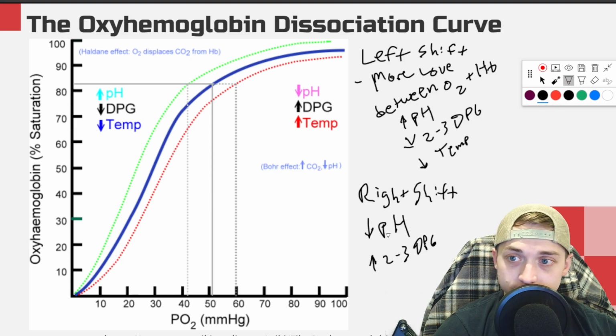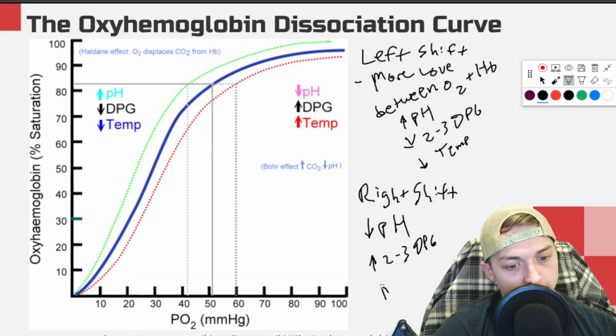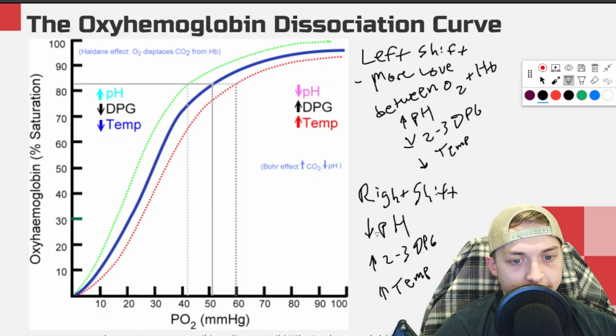Or maybe they're on a vacation somewhere. It's super hot. They don't want to be around each other because anytime they're cuddling, it's just miserable. And they want to not be around each other. So that's increased temp. Now, let's talk about 2,3-DPG again for a second.